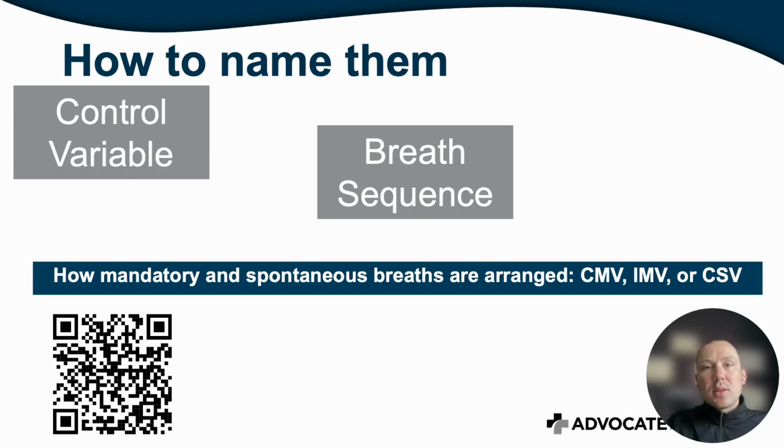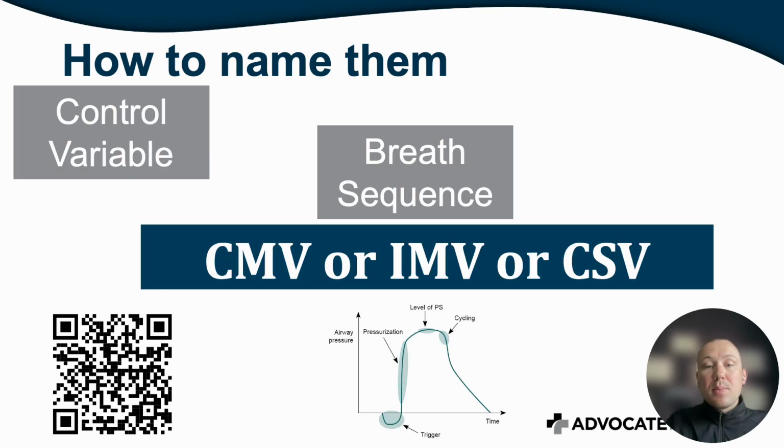Now the second part of any mode name would come from the breath sequence, and here we have three options. We have CMV, IMV, and CSV, and those abbreviations describe how mandatory and spontaneous breaths are being arranged on a specific ventilatory mode. It's important to understand or remember what a spontaneous breath actually is on any given mode.